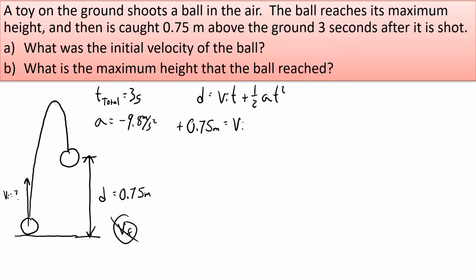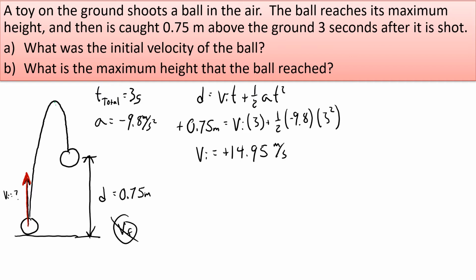So this is equal to VI times 3 plus 1/2 times negative 9.8 times 3 squared. I'm sure you could do the algebra on your own. You end up getting 14.95 meters per second. And it even pops out a positive number for you, which is what we would expect because our initial velocity is pointing in the upward positive direction. So remember, up is positive, down is negative, and the math works out to give you a positive number. So that's one way to check to see if you're doing it right.